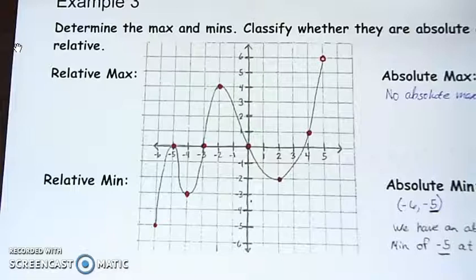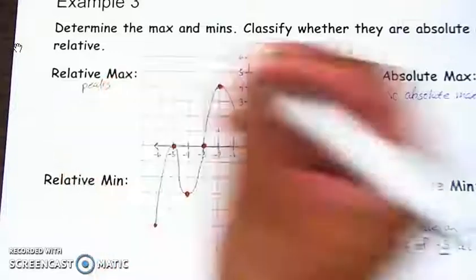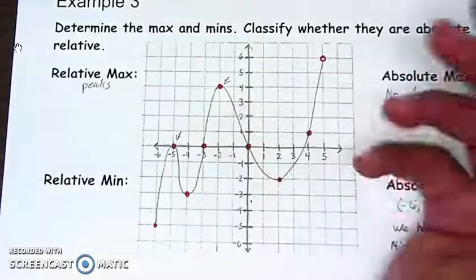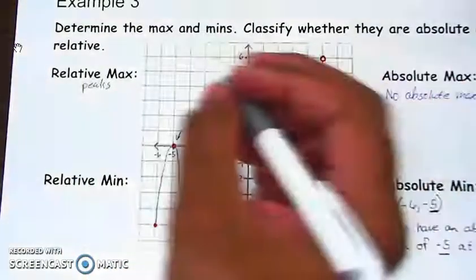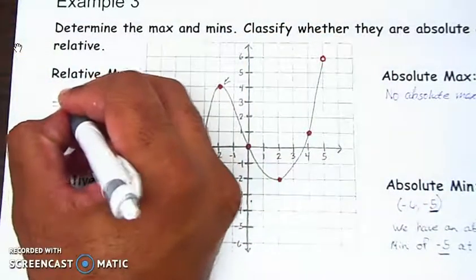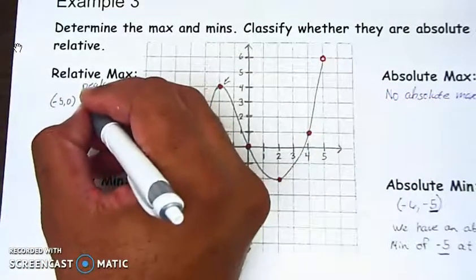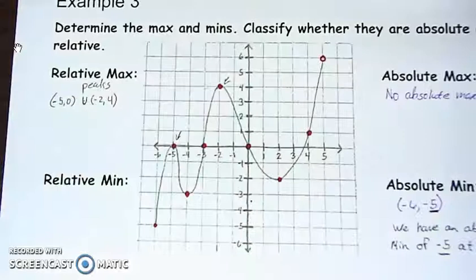All right, so the rest of these are going to be relative maxes and mins. Again, maxes are our peaks. So we have a peak there, we have a peak there, and that's it. That's only two peaks. So we're going to put down our relative maxes are at -5, 0, and at -2, 4. So we have relative maxes at those two points. But again, when it comes to these, our max and mins are actual y values. So we're going to rewrite this in word form.